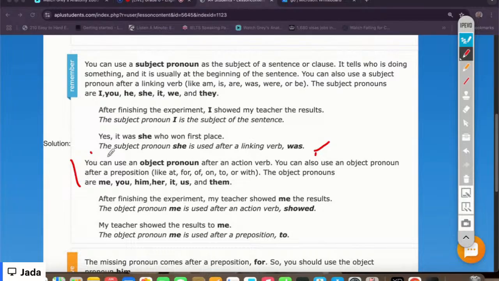You can also use an object pronoun after an action verb. You can also use an object pronoun after a preposition like at, for, of, on, to, or with. The object pronouns me, you, him, her, it, us, and them come after that. Okay? So these are our common object pronouns. After finishing the experiment, my teacher showed me the results. The object pronoun me is used after an action verb. The teacher showed the results to me, and it is used after the preposition to. Okay?